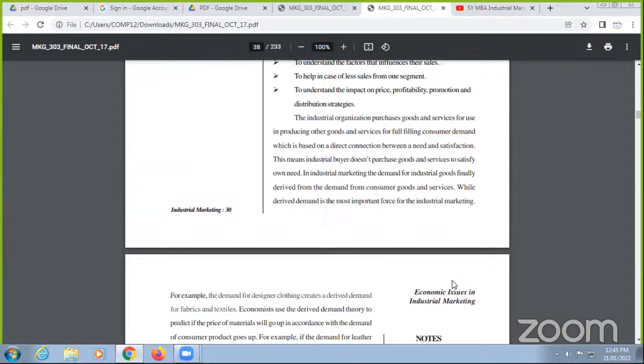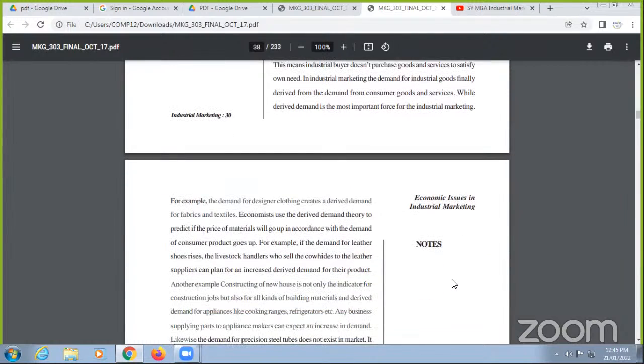The industrial organization purchases goods and services for use in producing other goods and services for fulfilling customer demand, which is based on a direct connection between a need and satisfaction.